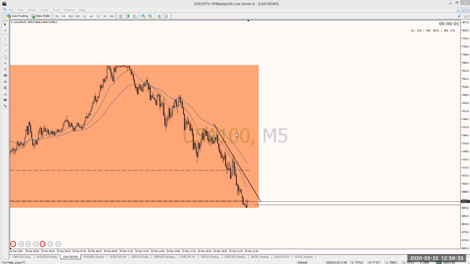So that's how you can approach the 1530 strategy or 1630 strategy on Nasdaq.